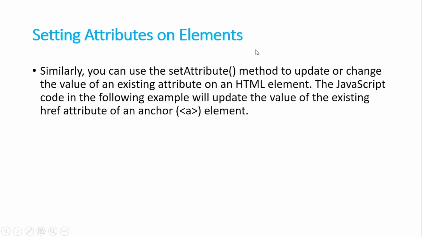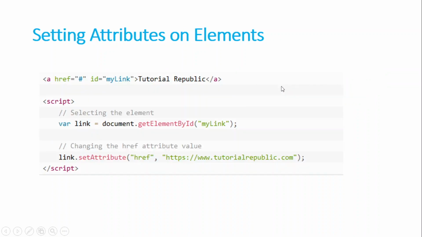Similarly, you can use the setAttribute method to update or change the value of an existing attribute on an HTML element. Let's see that. Let's say we have this href attribute and it is set to hash, because when you don't have any link and we don't want to specify any link, you basically use this hash symbol. Now I can use this a tag and store that in a variable, just like the previous elements. We are getting that with the help of this ID, storing it inside this variable link with the help of getElementById.